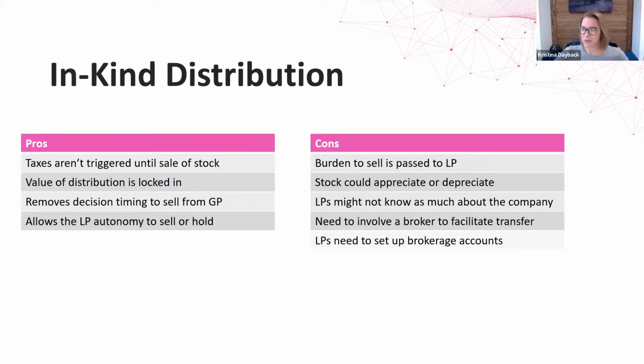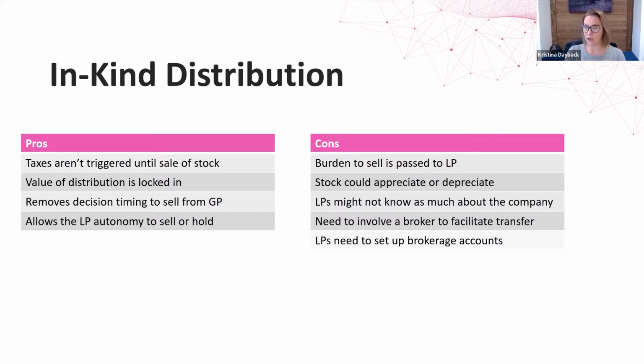Anyway, the good thing about an in-kind distribution, there are a few things. The actual distribution of those shares is not a taxable event. The tax gets deferred to when either the GP sells the shares they get in the distribution, or when the LPs sell theirs. And a lot of the time you'll see it on the accounting books and records as a deemed gain as opposed to a realized gain. So that's something to keep in mind when you're determining which way you want to go.